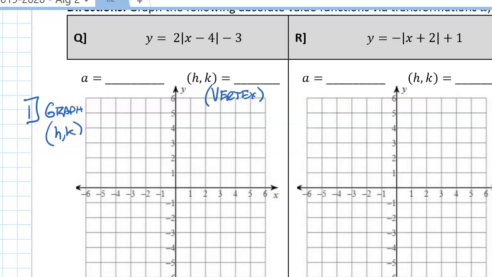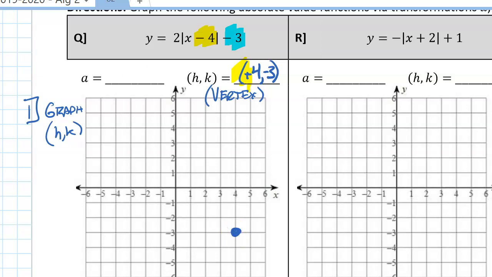So looking at our equation, I see that my H value is -4, and I see that my K value is -3. But the way we write it is not as -4, -3. We must write it as +4, -3. Remember, the H value is the opposite of what we see. So we see it as -4, but we must interpret it as a +4 from our transformations. So graphing this, I've graphed my vertex.